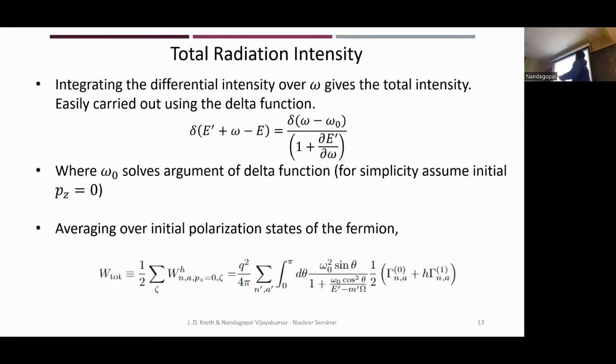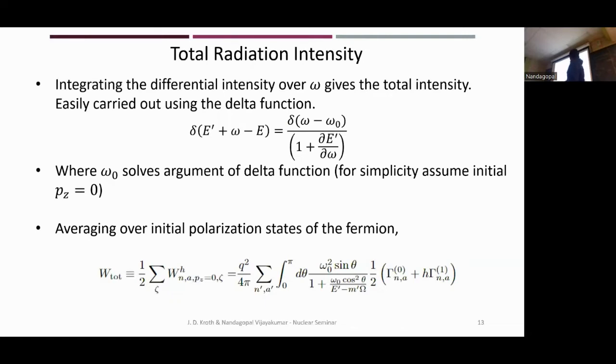Now, once we have the differential radiation density, to get the total radiation density, we need to integrate over all omega. And that integral is trivial. We can simply make use of the delta function that was there in the S matrix. And once we massage that a little, we can convert to this simplified form in terms of omega, where omega naught is the value of omega that solves for the argument being 0 on the left-hand side of the equation.